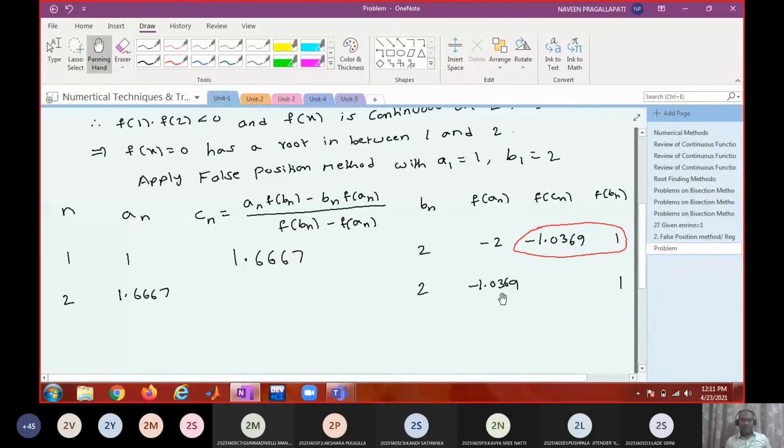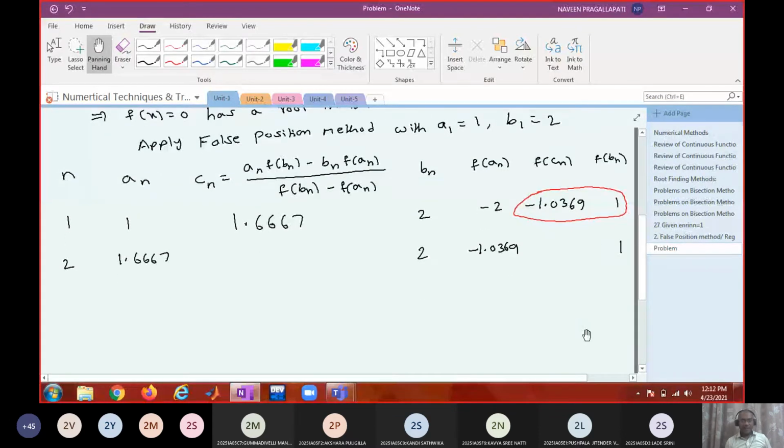A2, B2, f of A2, f of B2. Using these four, you find out C2: A2 f of B2 minus B2 f of A2 by f of B2 minus f of A2. For that, you require these four values. Because it started with the right interval, every time you will be selecting the right interval only, because as I said, convergence will be from one side. It will not oscillate. The interval will not change. That you can see.